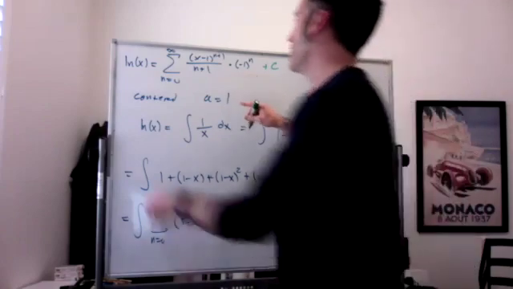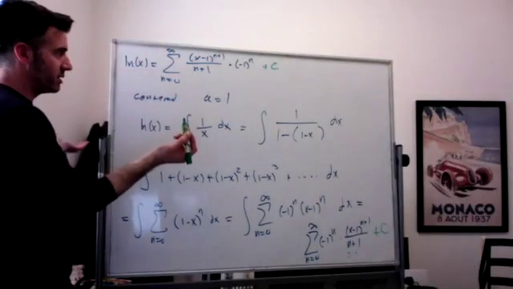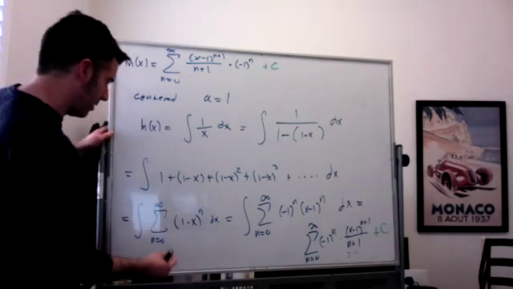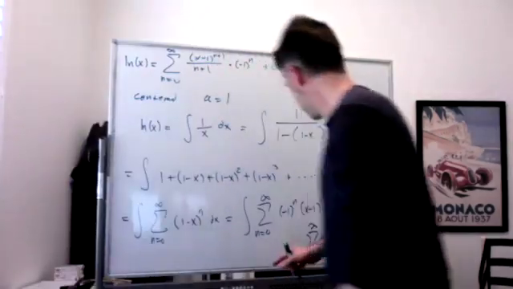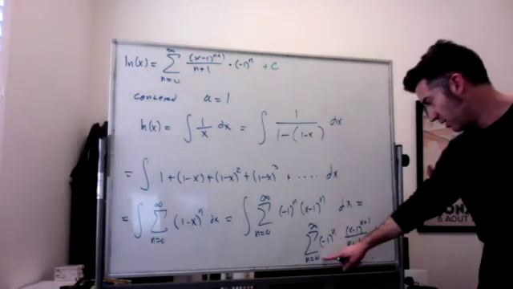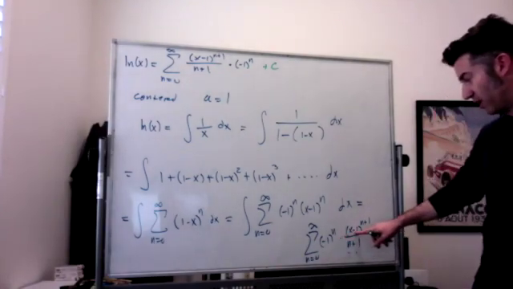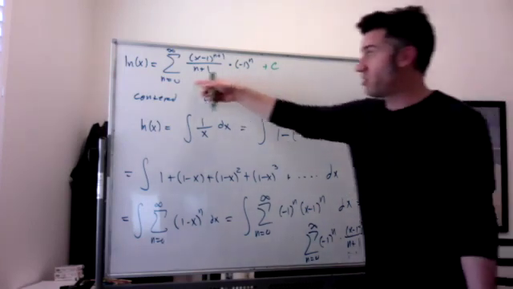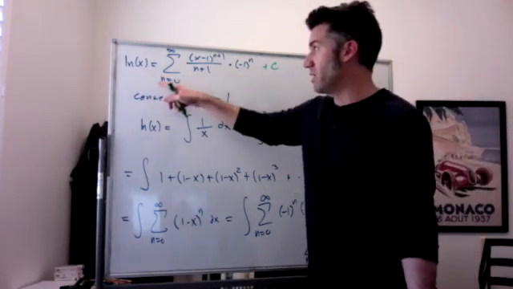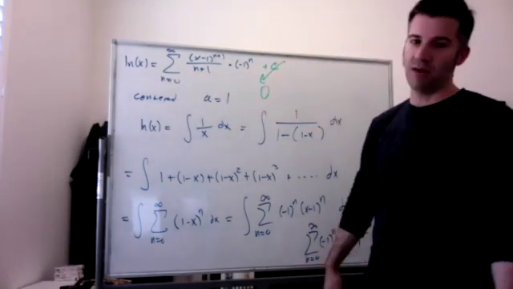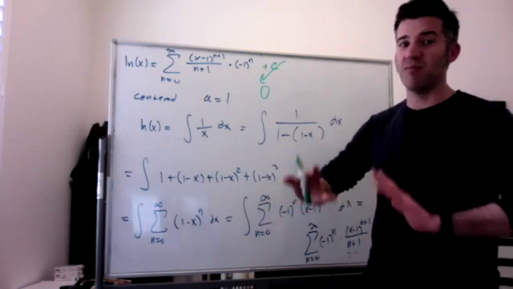So anyway, we plug in 1 here. Natural log of 1 is 0. You plug in 1 here, all the terms are 0, right? If n is 0, x minus 1 is 1 minus 1 to the first power, which is going to be 0. 0, 0, 0. So all these terms are 0. So 0 equals 0 plus c. C has to be 0.